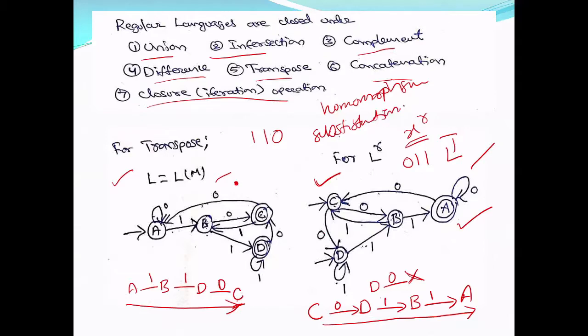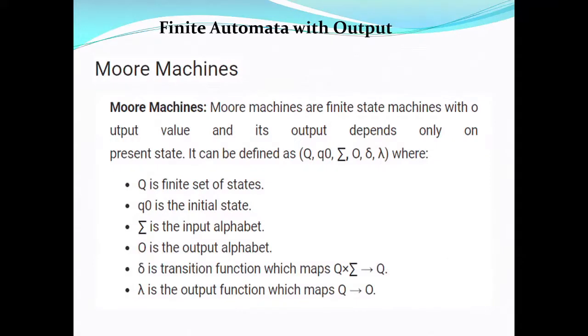Right? So these are the closure properties of regular languages. Then there is a little bit of variation of the finite automata. Earlier, if you have seen the FAs, whether they are NFAs, DFAs or NFA-epsilons, they produce an output of only yes or no. That means, in other words, they are accepting or rejecting the given input string, right?